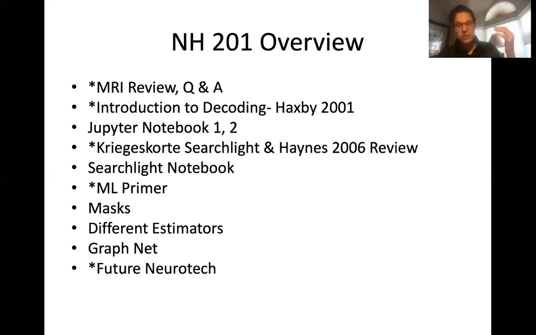Now that we understand the more advanced machine learning material, we're going to talk a little more about how more advanced versions of this decoding can work. In particular, in the masks notebook, we're going to look at where in the brain this type of information is mostly held. In the different estimators notebook, we're going to look at the effect of using different kinds of machine learning algorithms on the predictions. And then in the GraphNet notebook, we're going to cover some of the ideas about regularization and penalties that we talked about in the machine learning primer.